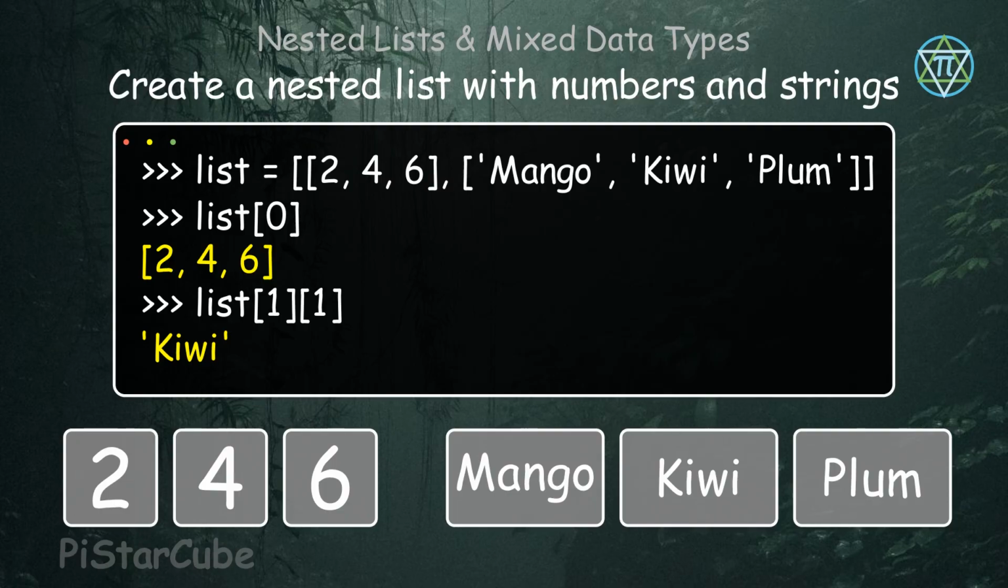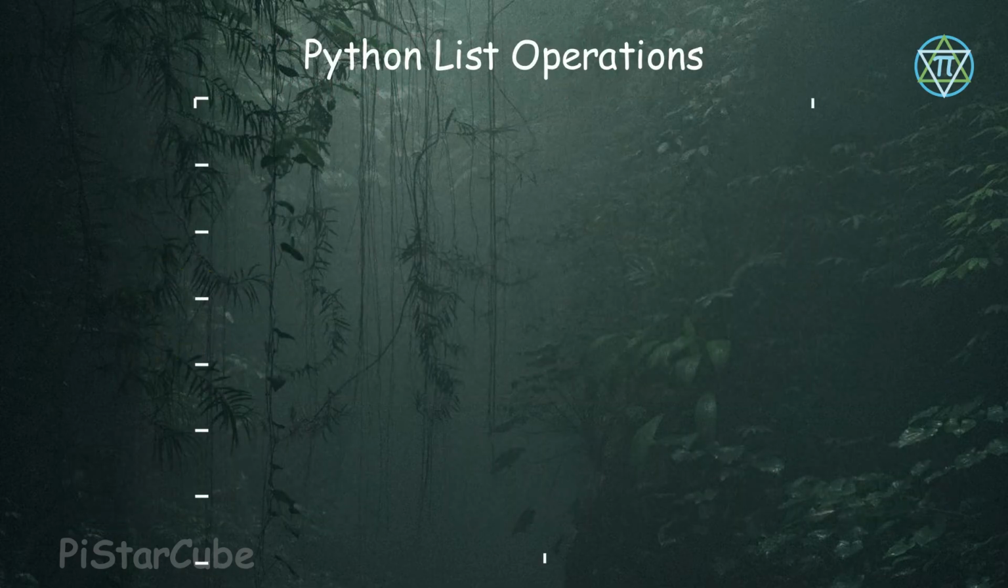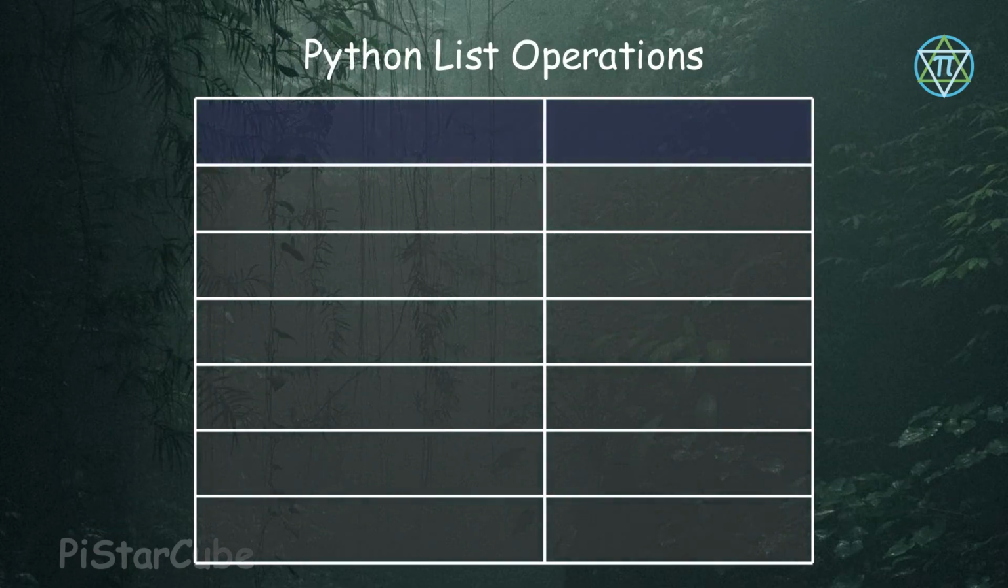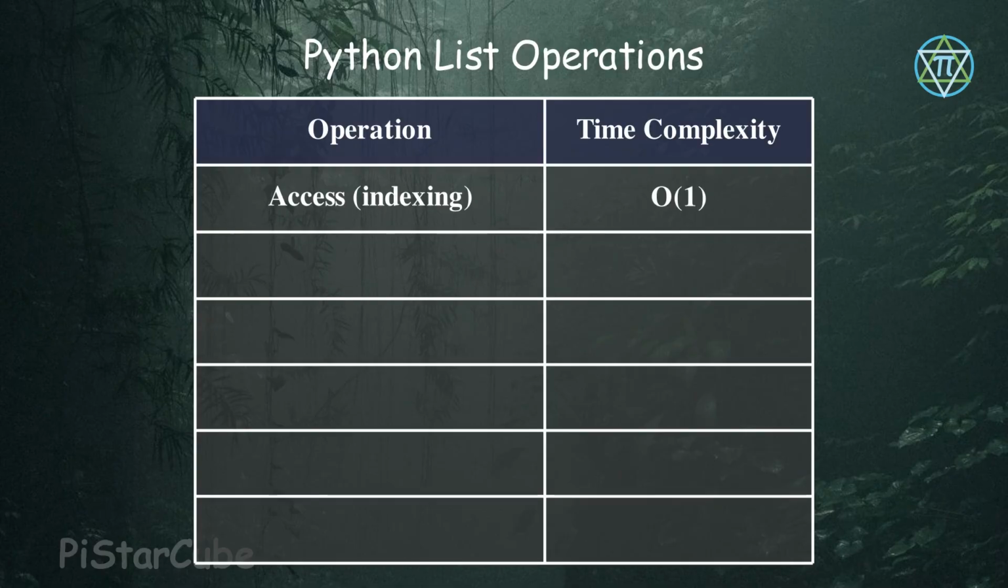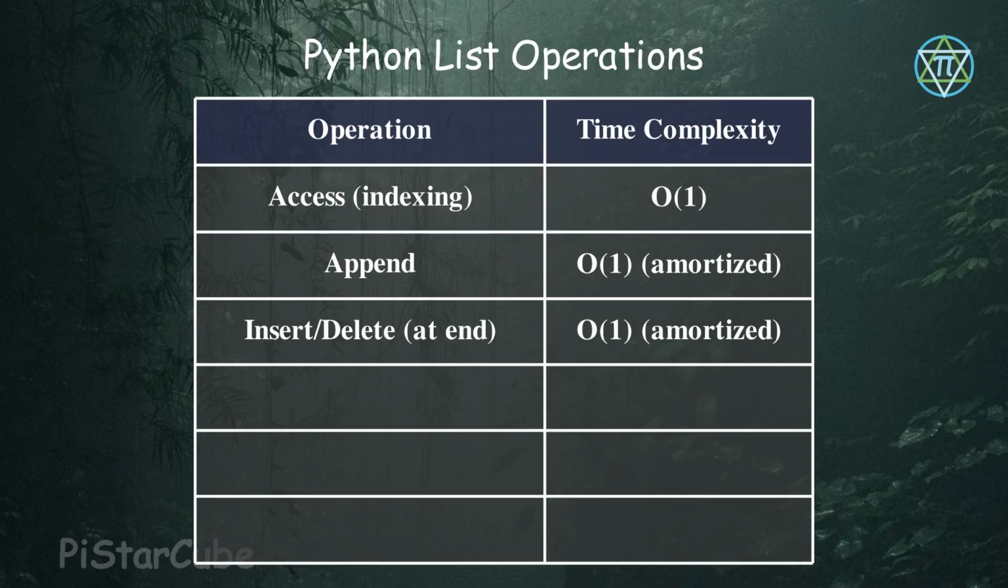Now that we have explored how to create, modify, and access lists, let's take a quick look at the time complexities of these common operations. Let's break down the time complexity of common list operations in Python. Accessing an element by index is very fast. It takes constant time, that is O(1). Appending items to the end of the list is also O(1) on average, thanks to Python's dynamic resizing. That's amortized time. Inserting or deleting at the end follows the same, that is usually O(1).